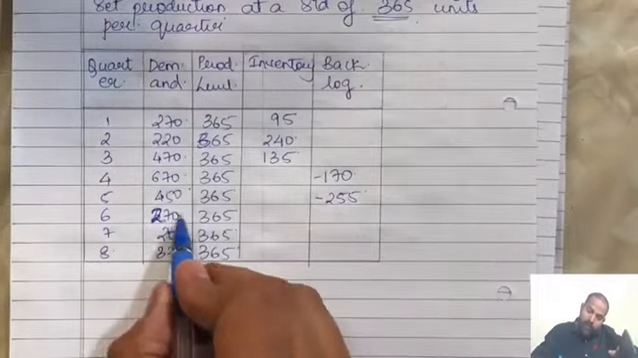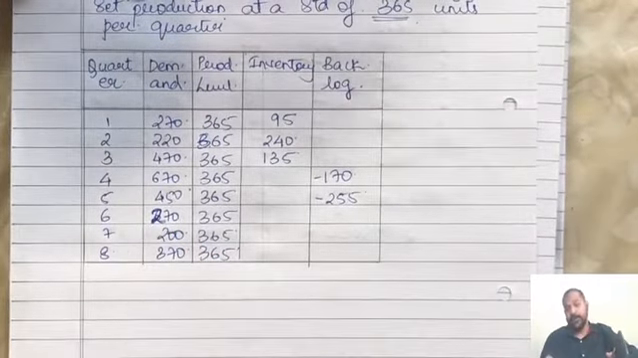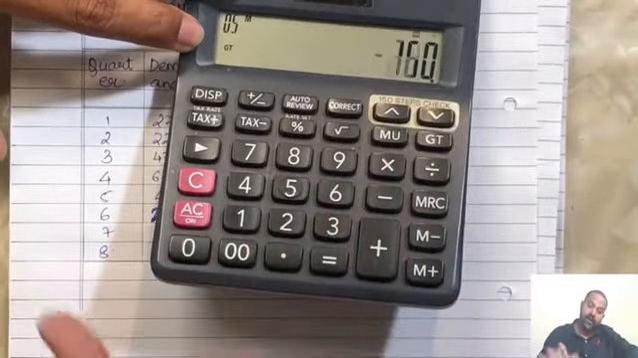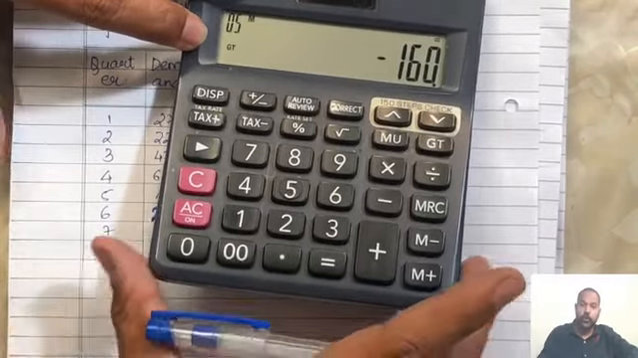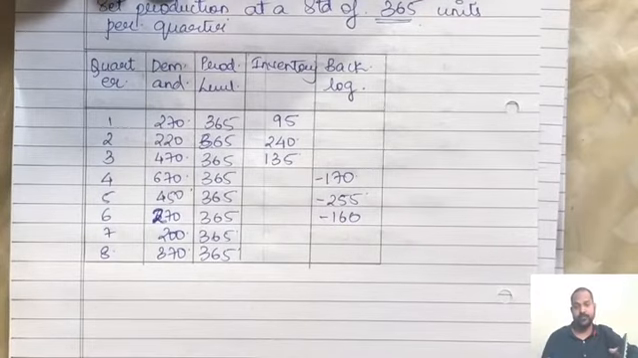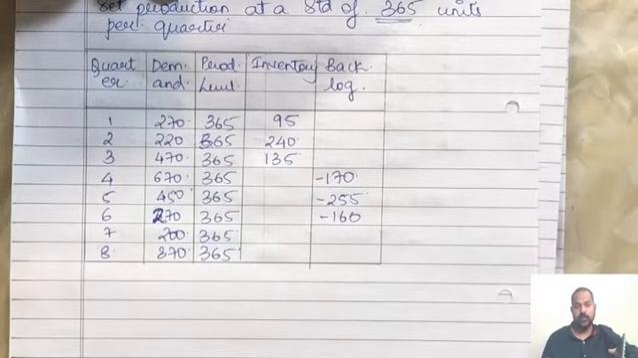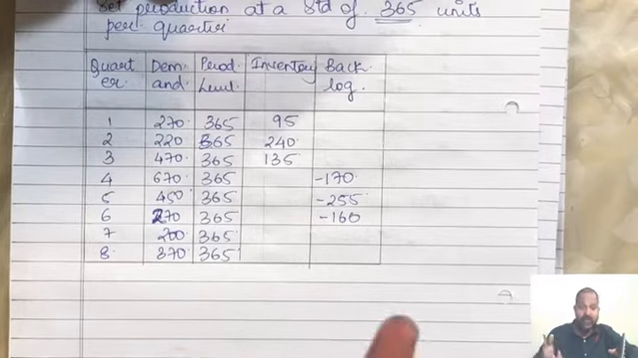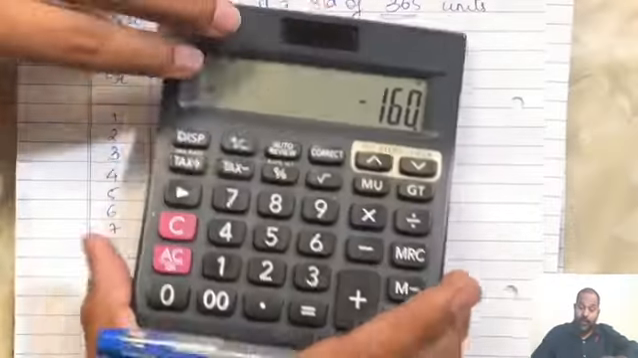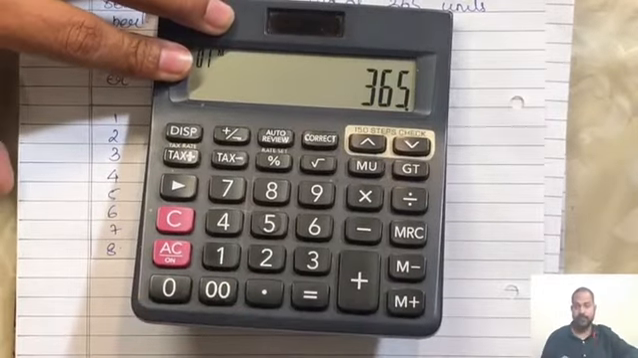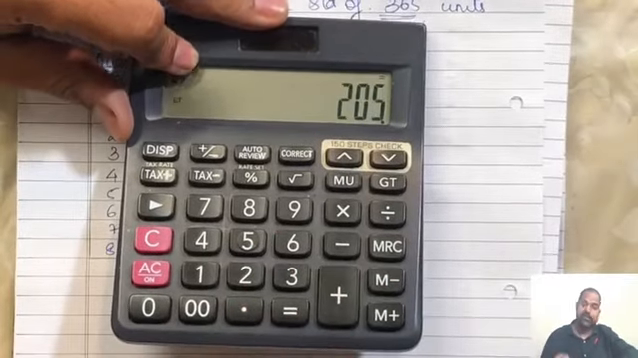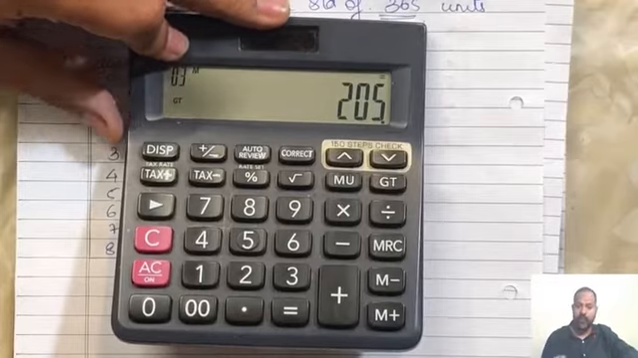What is the demand for that period? Well, the demand for that period is 270 units. So from the 110, if I have to fulfill a demand of 270, I am still going to be short of 160 units. In the next period, I will produce 365 units. Well, when I produce 365 units, the previous period's backlog is 160 units. You are left with 205 units.